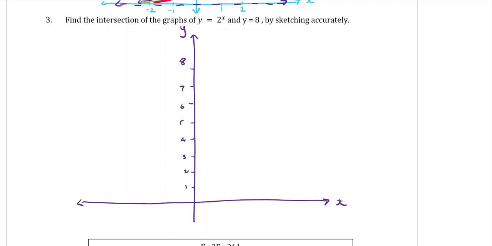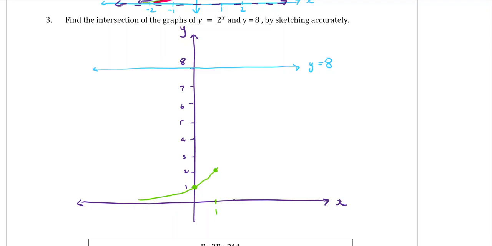Okay, so let's start with the y equals 8 because that's the easier of the two. y equals 8 is a horizontal line that goes through y equals 8. Then the y equals 2 to the power of x. We'll start with our y-intercept because 2 to the power of 0 is 1. Then we sub in x equals 1, 2 to the power of 1 would be 2. And what we want to do is we know this exponential is going to be coming up and it's going to keep going up. I want to know where it's going to intersect with that other blue line that I've drawn there.